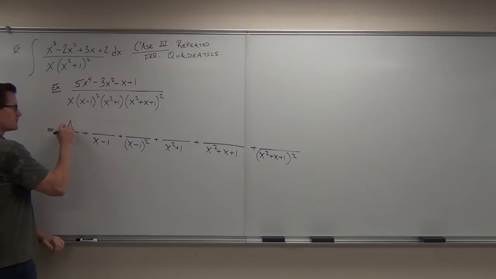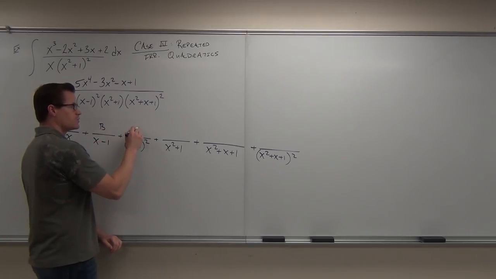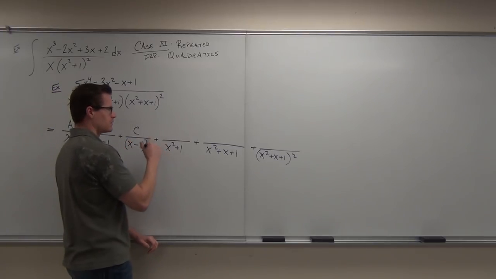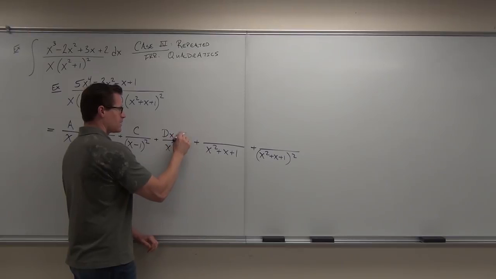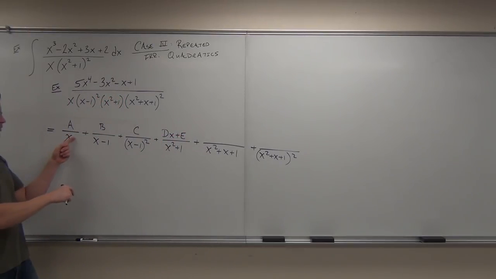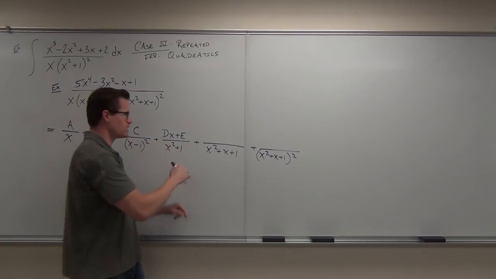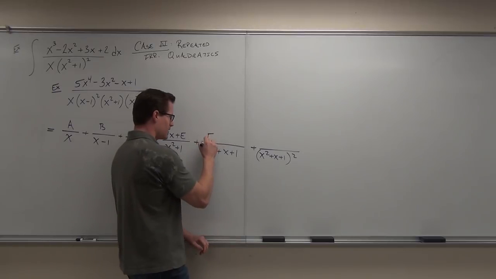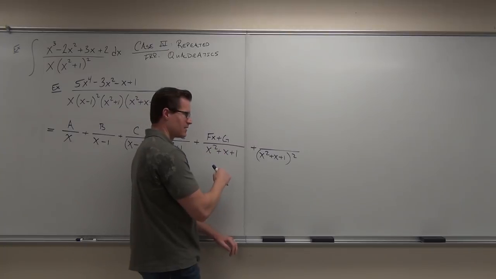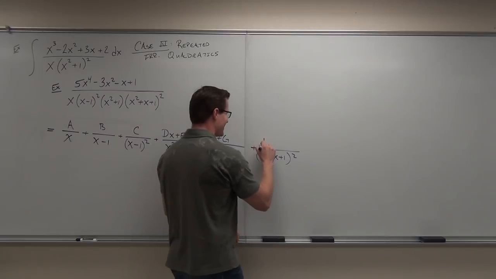A. It's linear. Next one. B. Good. How about C? This would be C. Yes, that's still C because it's repeated linear. Dx plus E. Every time we get a quadratic, we have a power degree less. So power 1, this is repeated linear, it counts towards linear, so we have a C, we have Dx plus E, we have Fx plus G, quadratic, Hx plus, A, B, C, D, E, F, G, H.